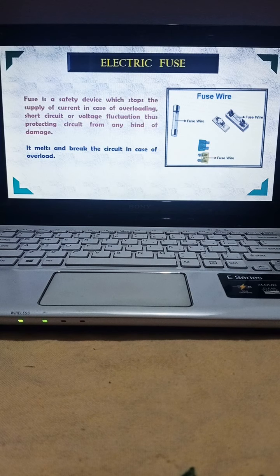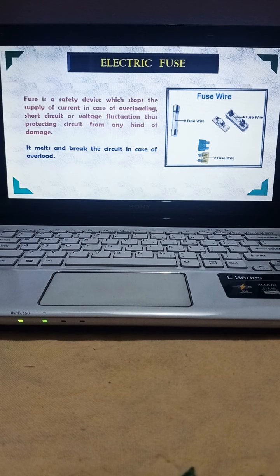So what is a fuse? A fuse is a safety device which stops the supply of current in case of overloading or short circuit or voltage fluctuation, and thus it protects the circuit from any kind of damage. It means that a fuse is a device which saves the circuit from any external damage if it is going to happen because of short circuit or voltage fluctuation.